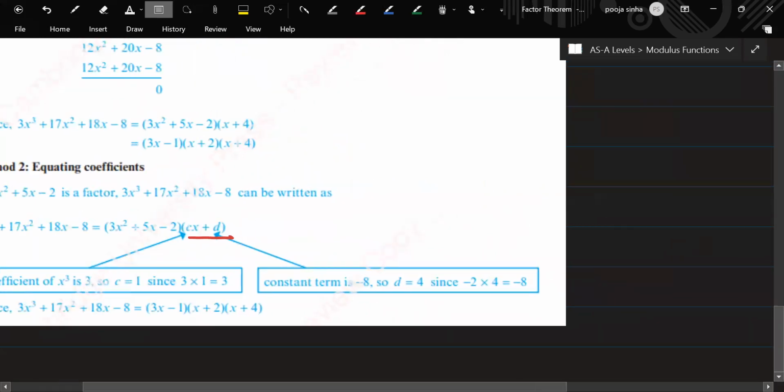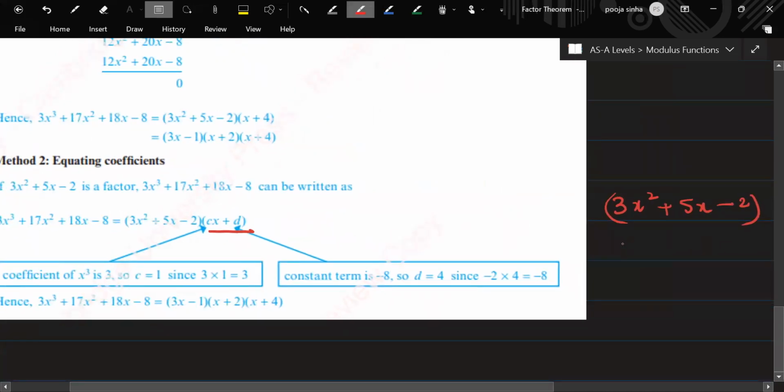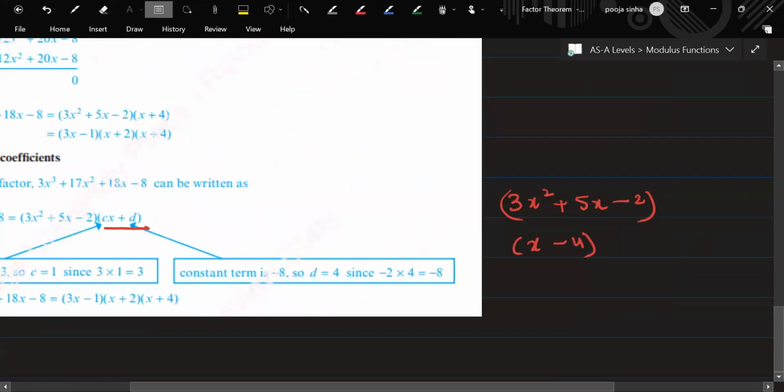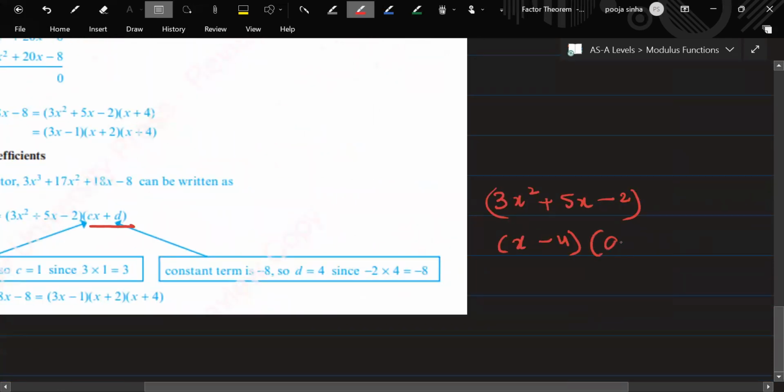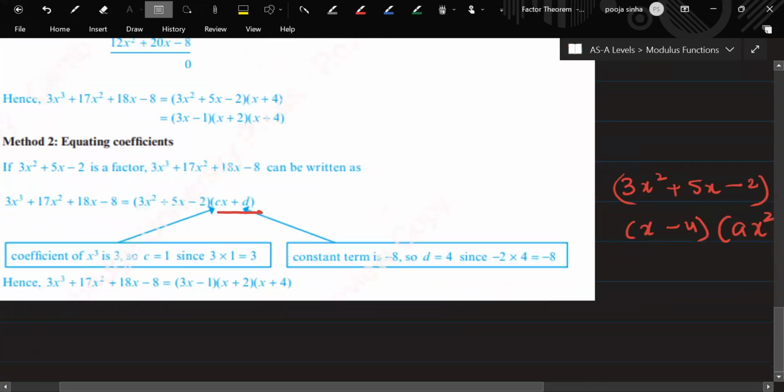Because in our question, what was given to us? 3x square plus 5x minus 2 was given to us, right? But in case the power with, suppose say x minus 4 would have been given to us, then the thing that you would have multiplied with was ax square plus bx plus c instead of cx plus d. Are you getting my point?